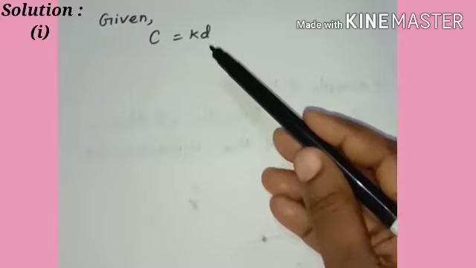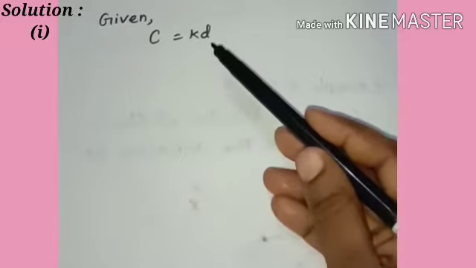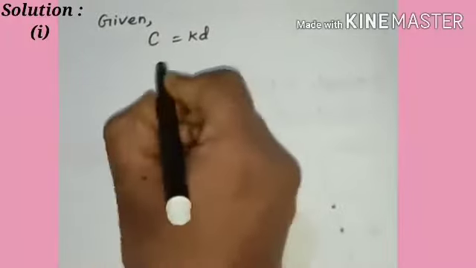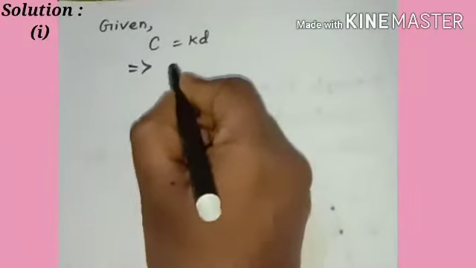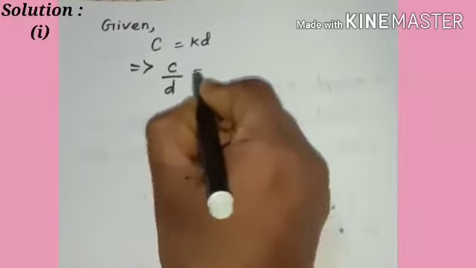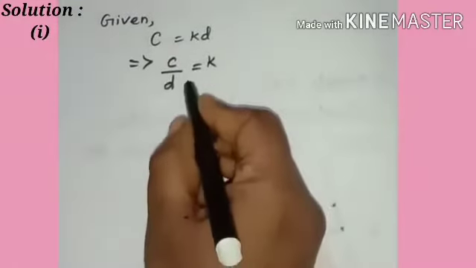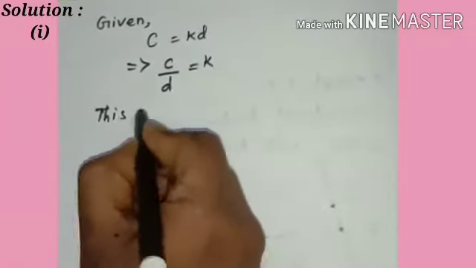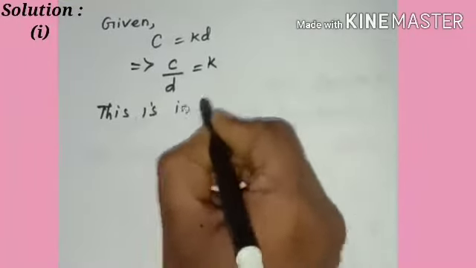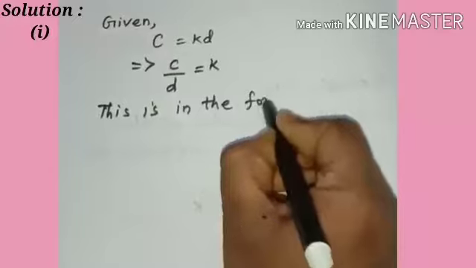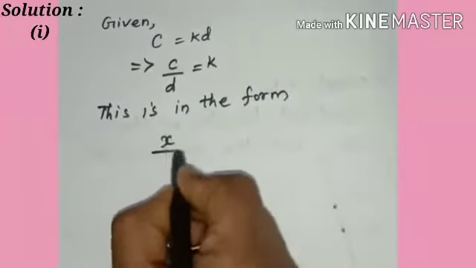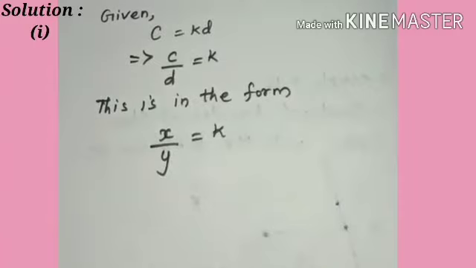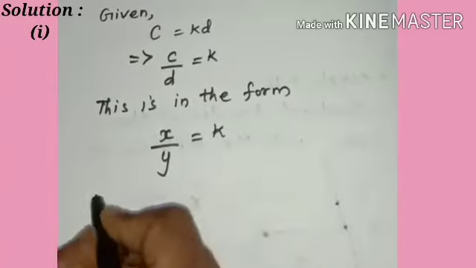So the first question is, what is the relation between C and D? So let's find out. It can be written as C divided by D is equal to K. What does it represent? Yes, this is in the form x by y is equal to k, which represents the direct proportion.